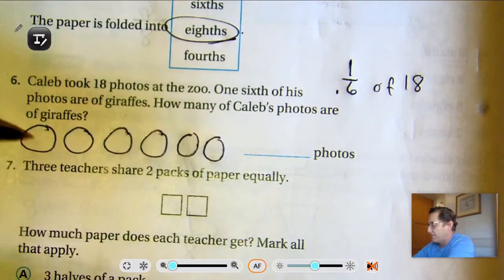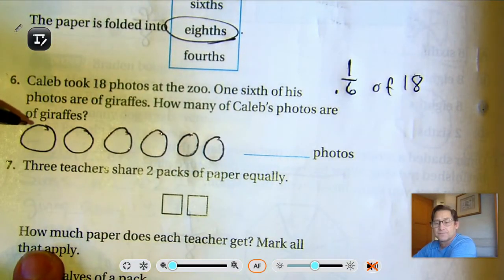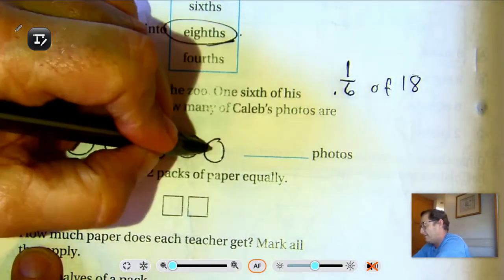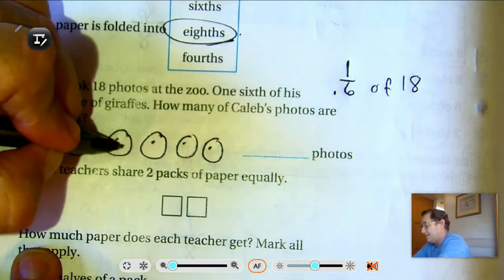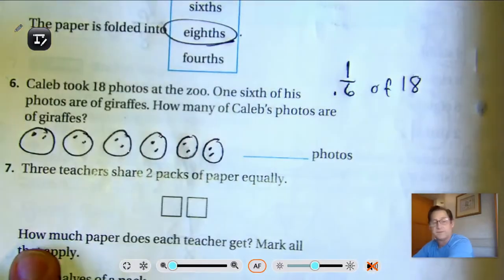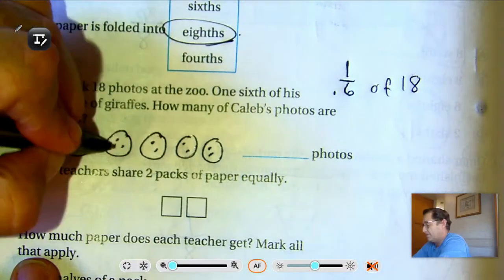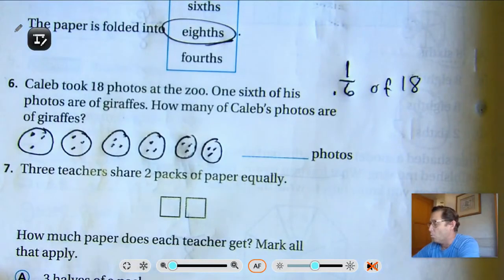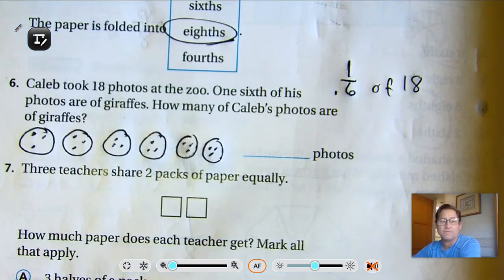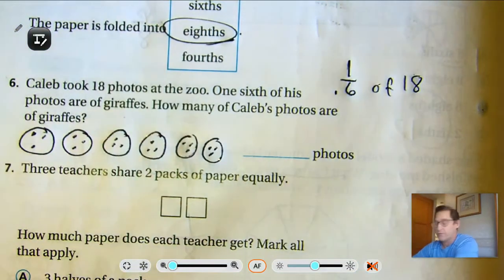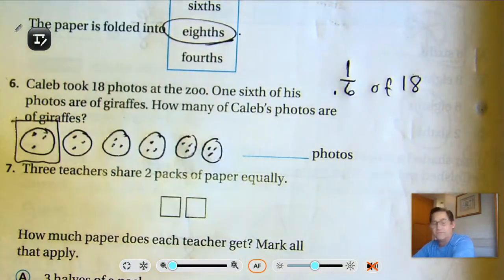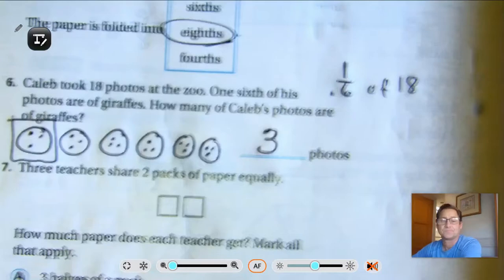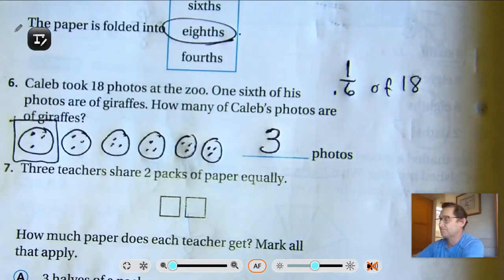So now we're just going to share equally until we get to 18. So 1, 2, 3, 4, 5, 6, 7, 8, 9, 10, 11, 12, 13, 14, 15, 16, 17, 18. Okay, and 1/6 of the photos are of giraffes. So we have 6 equal groups of 3. One of those 6 groups is giraffes. So 3. 3 photos are of giraffes.